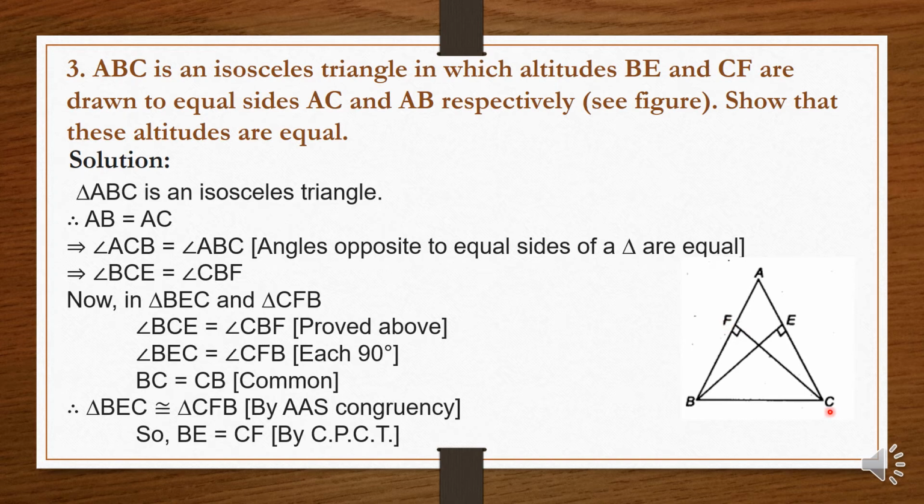Now the question may arise why we have chosen these two triangles. Because BE and CF are both in these two triangles, we have to choose the triangles accordingly.